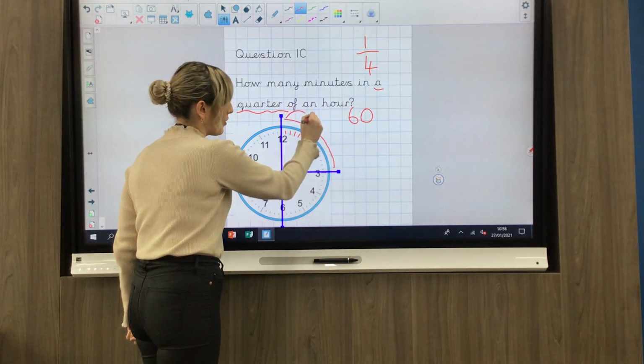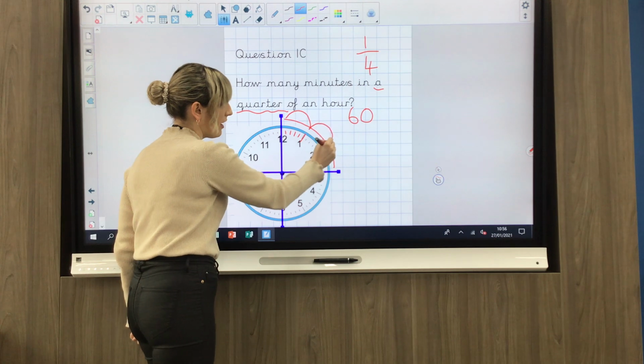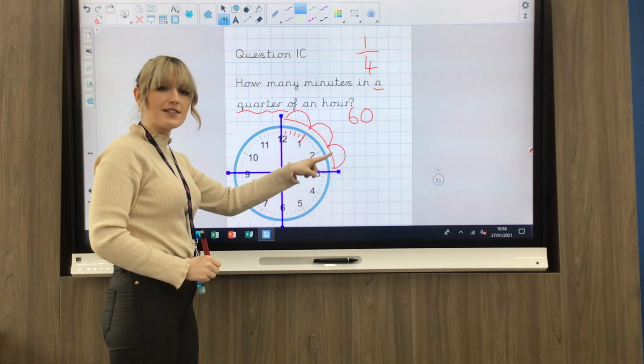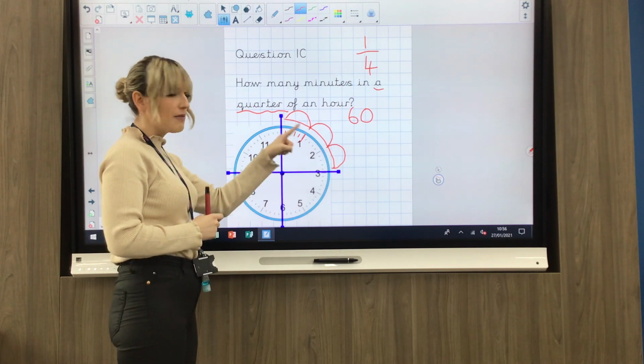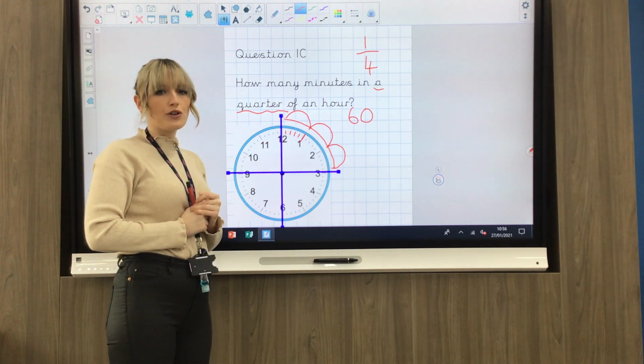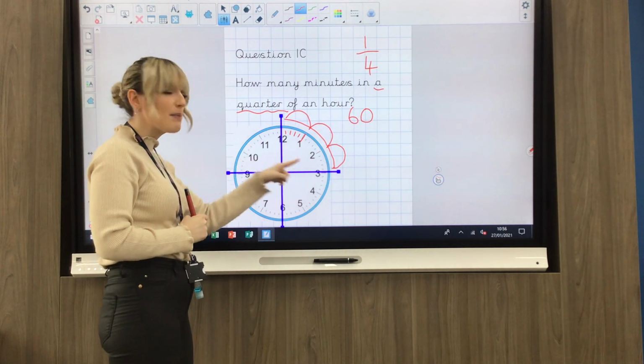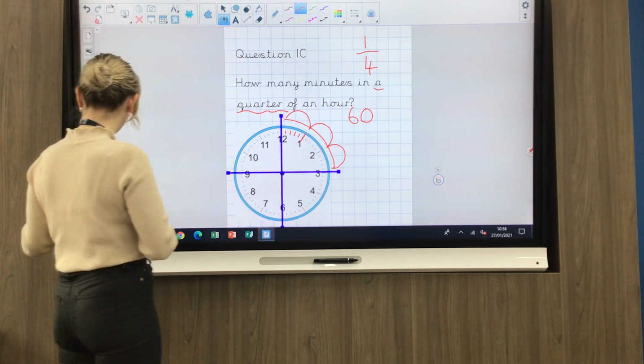Okay, so you'd have 1 jump of 5, another. So counting 5s to find how many minutes are in 1 quarter of an hour. Now you might want to pause the video to use that picture to help you.